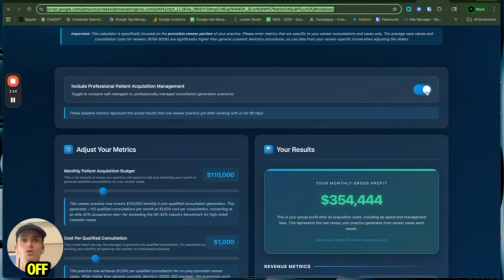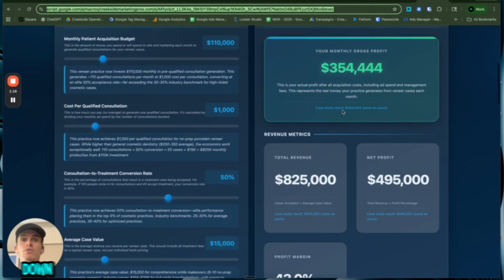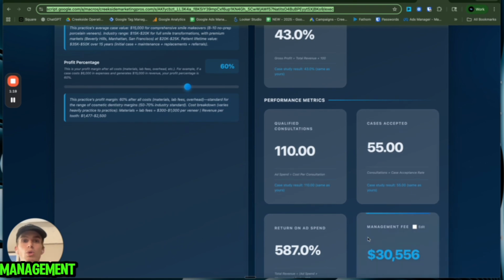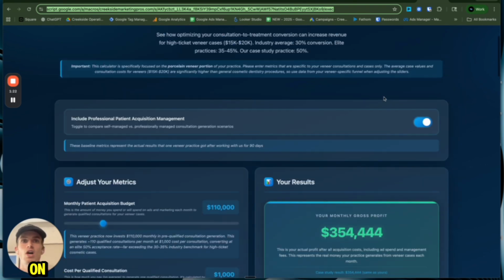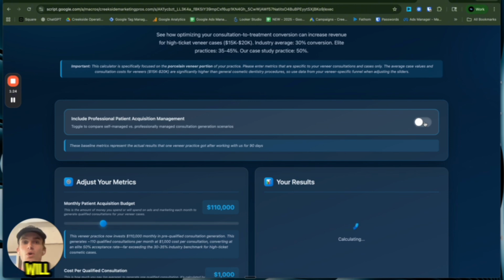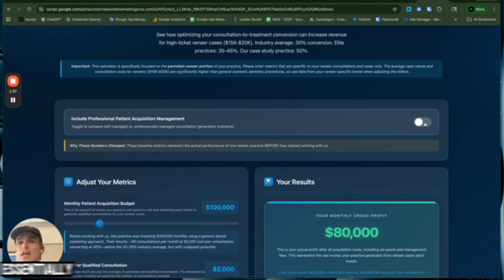When we toggle this off, we'll scroll down and this will show you, one, it'll include our management fee in here when you have that toggled on. And when you toggle it off, it will take off the management fee. Essentially what this is doing is showing you the profit that the business was experiencing before and after working with us. I know that seems like a lot, but that's what you get when you work with us. This is monthly gross profit as well. They gained over 200,000 in monthly gross profit from working with us for 6 months. If that's something you're looking to do for your practice as well, feel free to reach out.